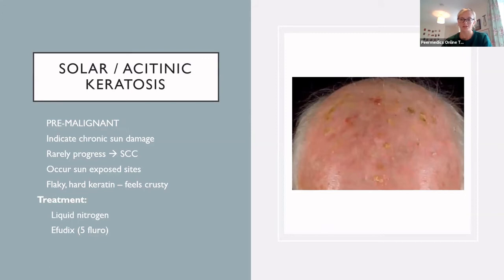So this is the solar keratosis that I was talking about. So these two have quite similar names, but the most important difference is this can progress to an SCC. So this is a sign of chronic sun damage. It's those yellow flaky appearances most commonly seen on the scalp, sun exposed areas. So treatment for this is liquid nitrogen and Efudix cream, which can cause the skin to go quite red, but that's normal in that treatment.